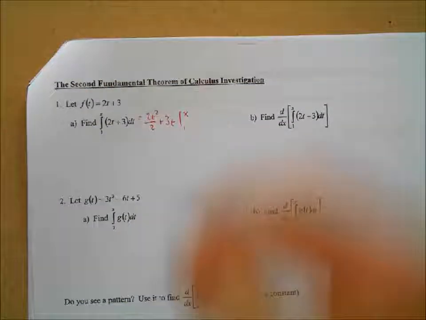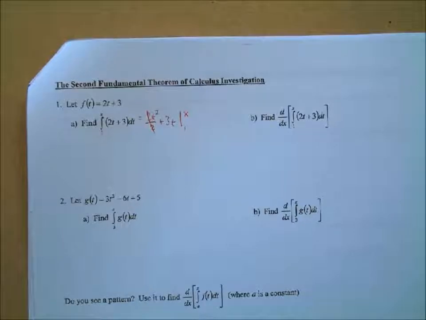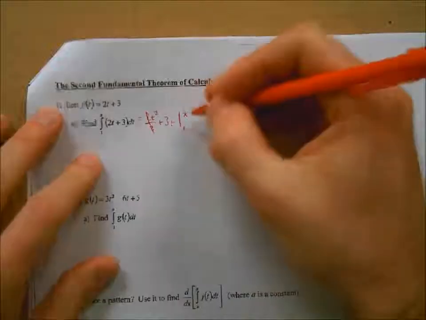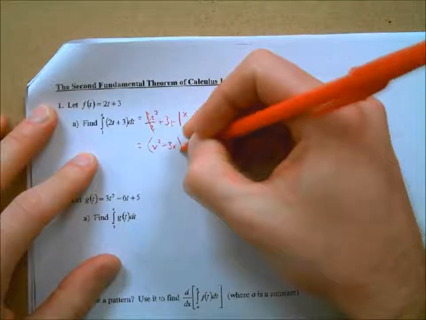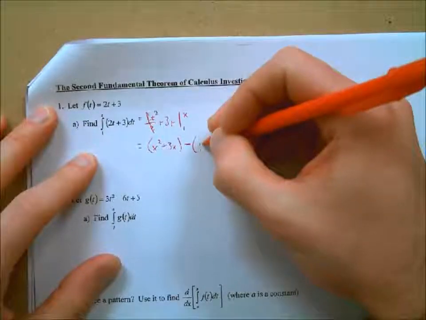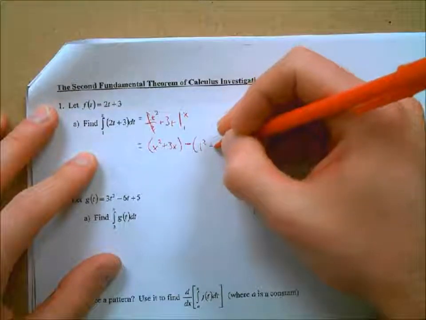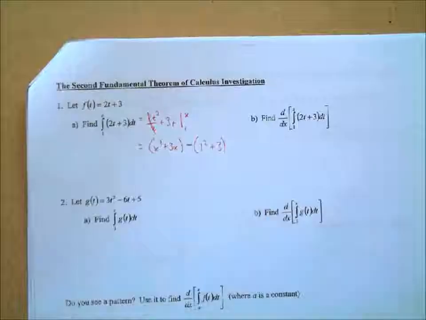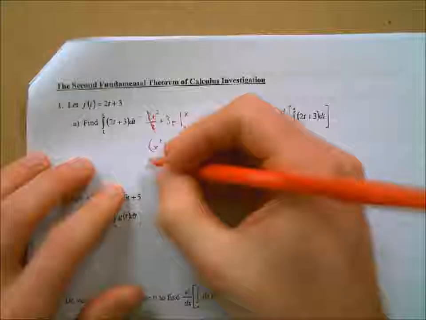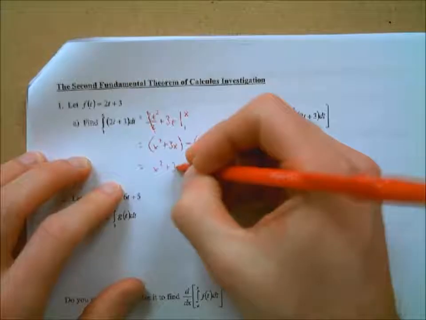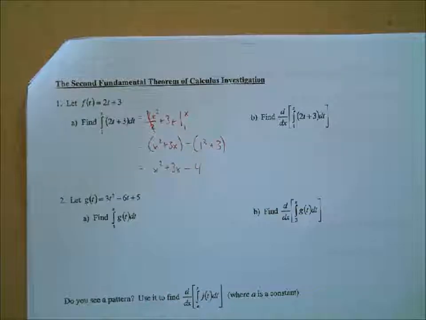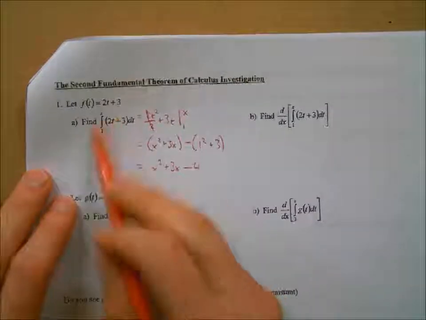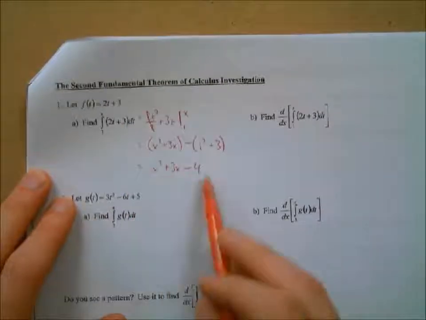Okay, which I'm going to cancel the 2's out there. And now when we evaluate, we plug in our upper limit of integration, which is x. So we get x squared plus 3x, that quantity, minus 1 squared plus 3. And if we simplify that, we end up with x squared plus 3x minus 4. So that is the integral from 1 to x of 2t plus 3 dt right there.